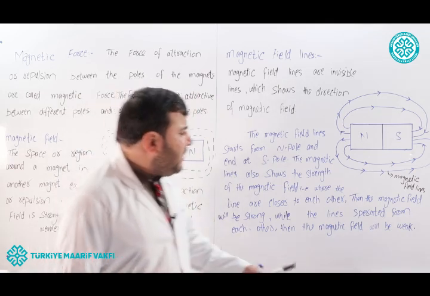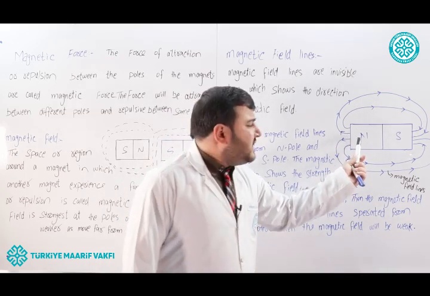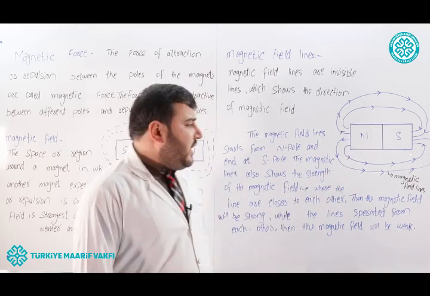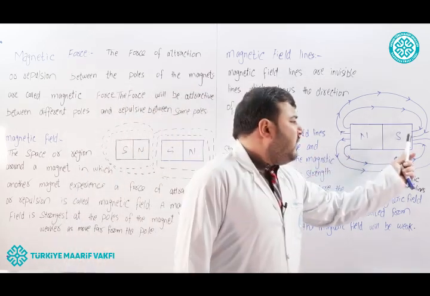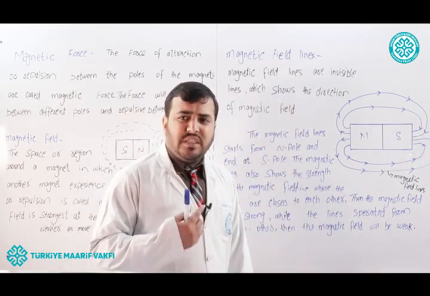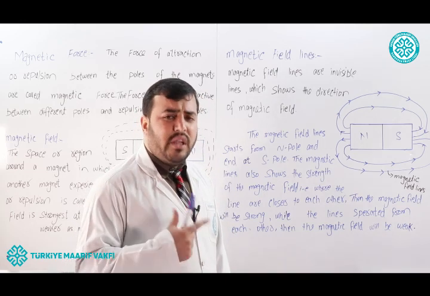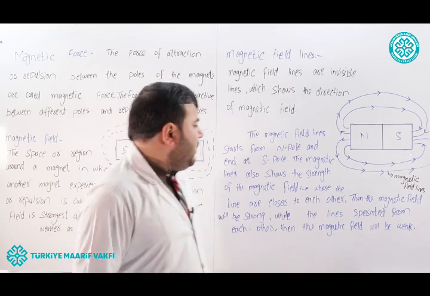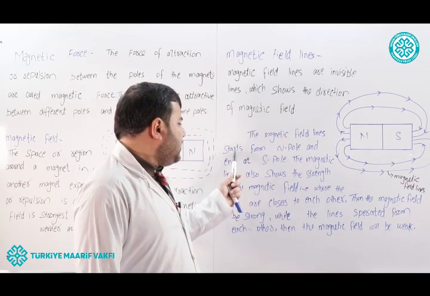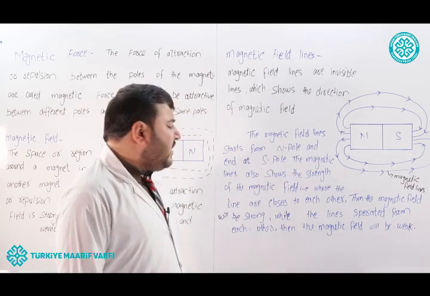And one thing more, that magnetic field always originates or always starts from the north pole or N pole and ends at the south or S pole, means magnetic field lines originate from the north pole and terminate or end at south pole. This thing is written here. The magnetic field lines start from the N pole and end at S pole.